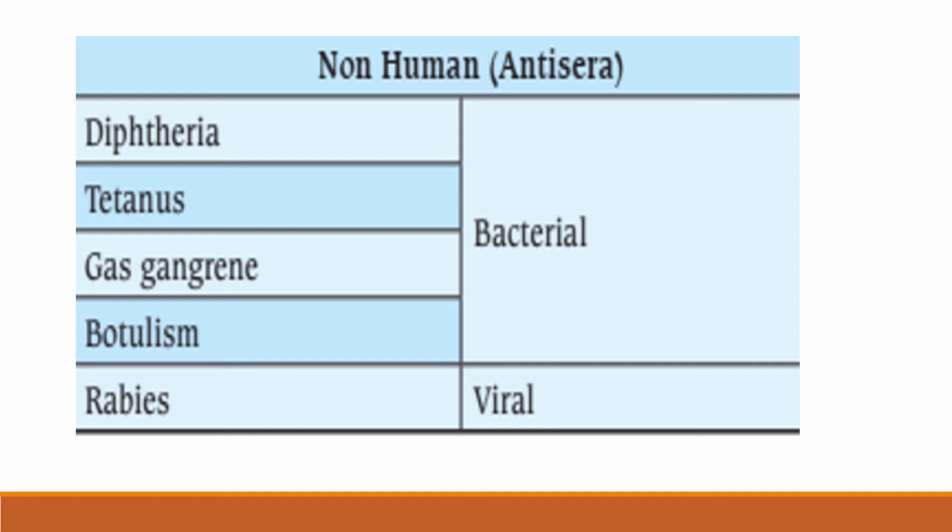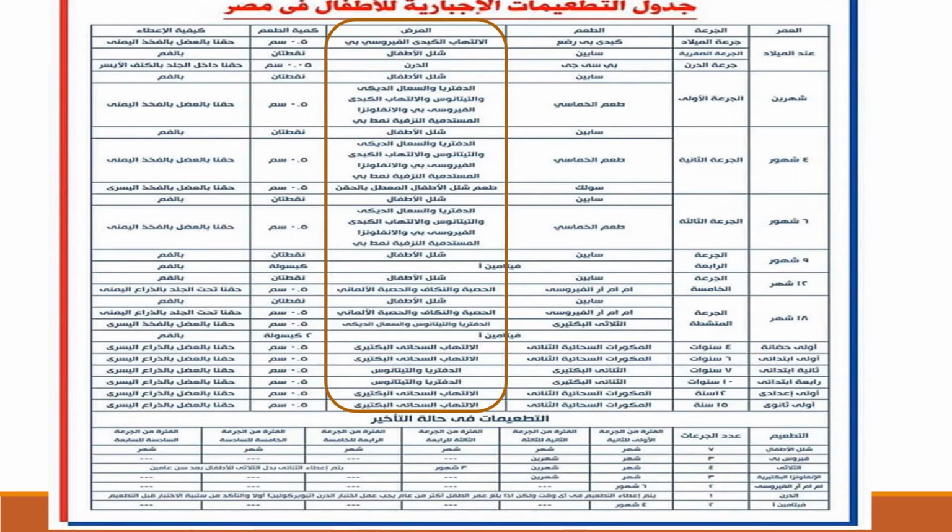Human anti-sera, they are either viral or bacterial. Viral, rabies; bacterial, diphtheria, tetanus, gas gangrene, and botulism.